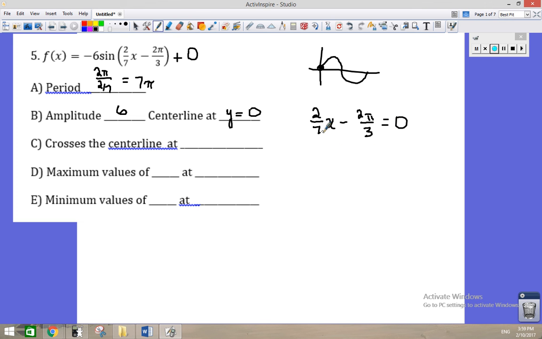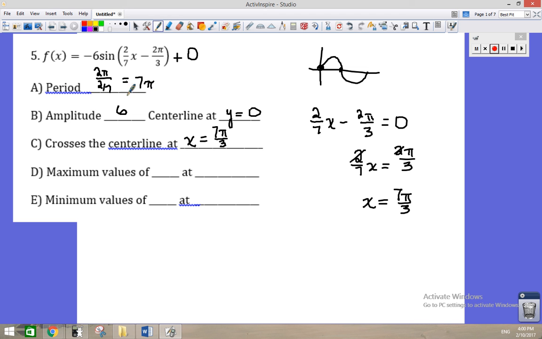So let's determine the x that satisfies this equation, that if you input that value, it will make that expression equal to 0. So let's solve this for x. We've got 2/7 x is equal to 2 pi over 3. The 2's cancel, and let's multiply by 7, and I've got 7 pi over 3. So I know that if we plug in 7 pi over 3, we're going to get 0 in the sine of 0, 0.